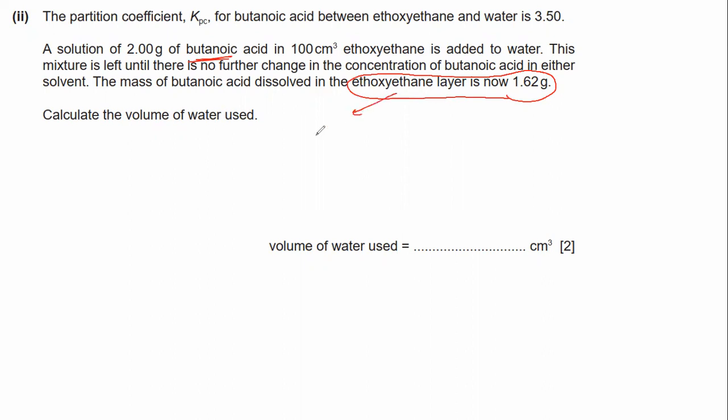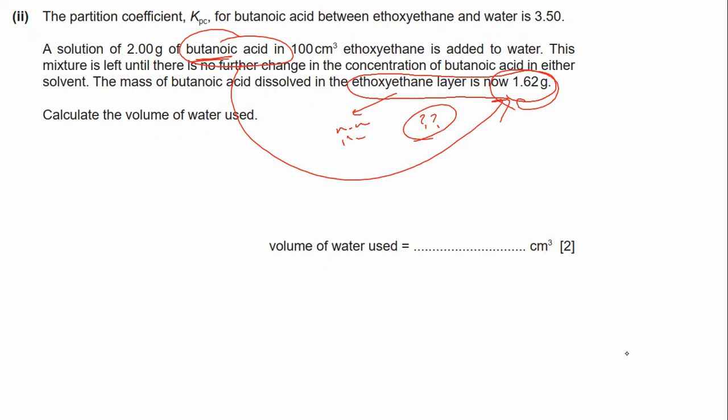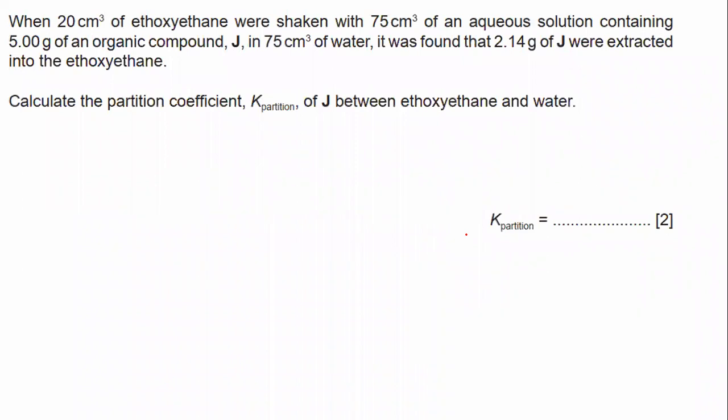As we say, ethoxyethane is an organic solvent, so it is nonpolar. But why is butanoic more soluble in ethoxyethane? We have more mass in the ethoxyethane layer. So write me in the comments the correct answer if you know it. I already know, but you have to draw it by yourself, write it by yourself. Moving to the next question, guys.